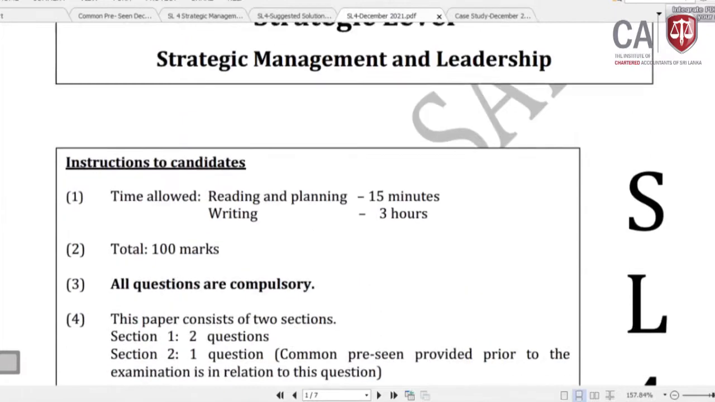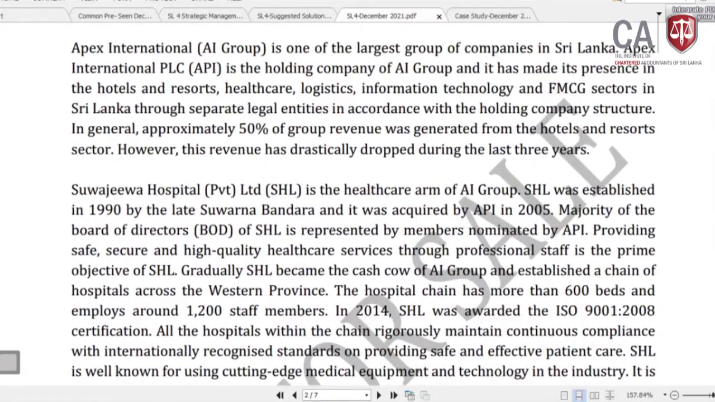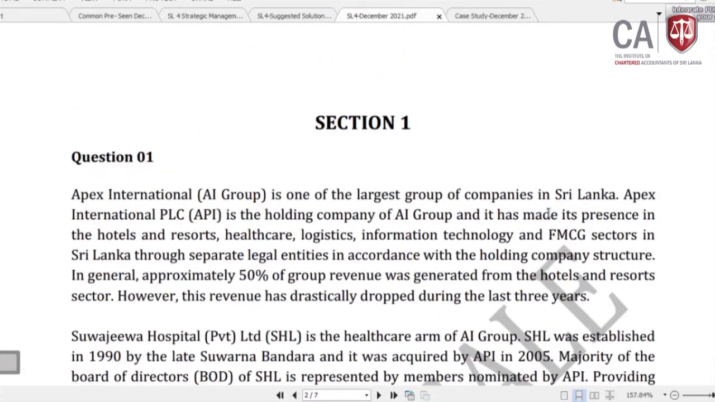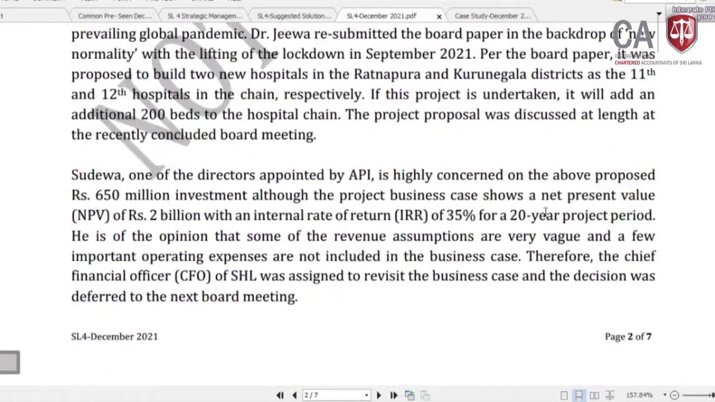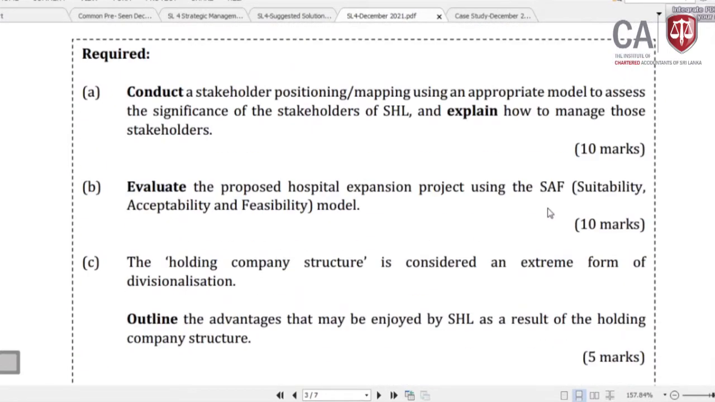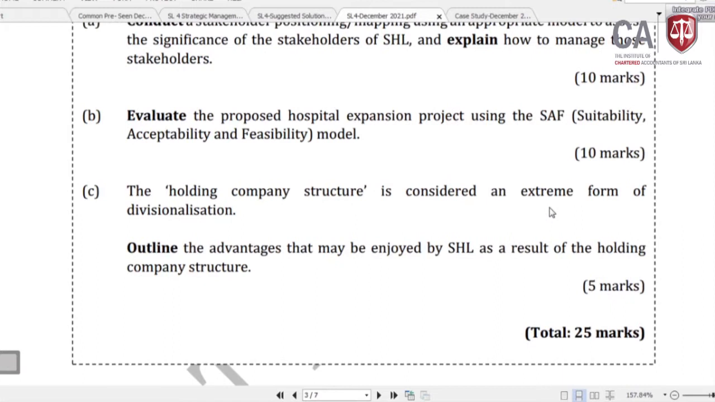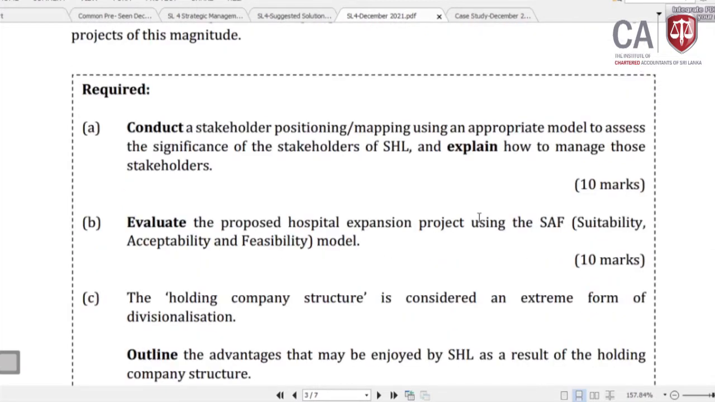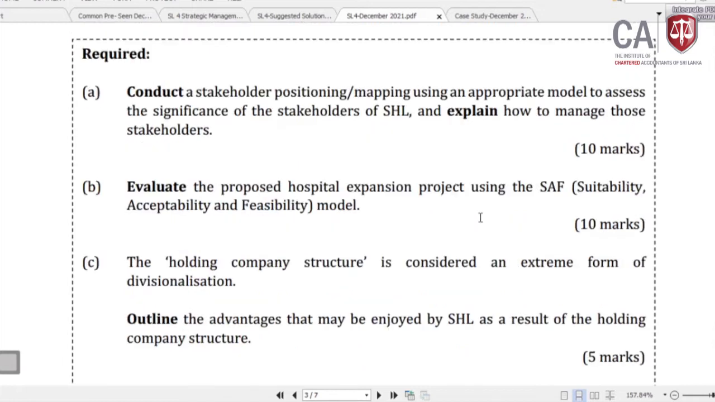So we will start our discussion from Section 1, Question number 1. This is a 25 mark question. Now, look at Part A.